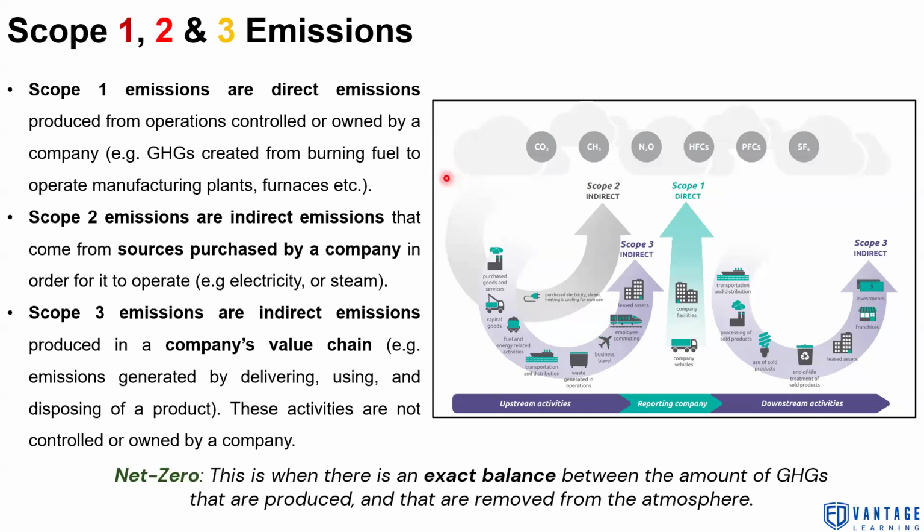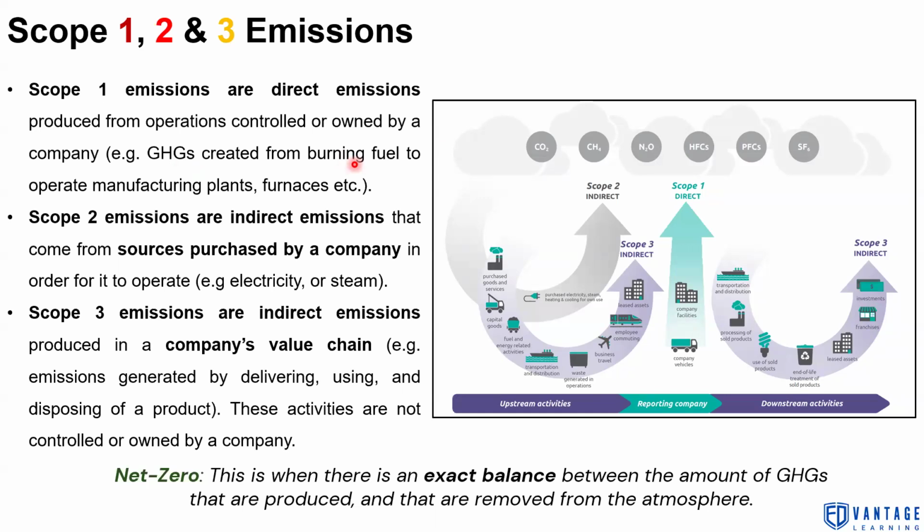So, scope 1 are the direct emissions by a company, which can be those greenhouse gases created from burning fuel to operate manufacturing plants, furnaces. Example, let's take a refinery. They use fuel to operate a distillation column, which separates components based on relative volatility. So, those are type scope 1 emissions.